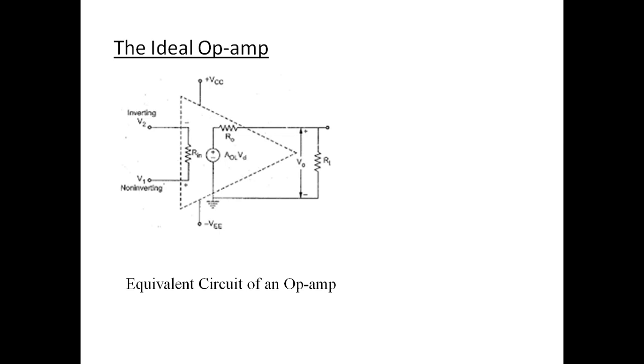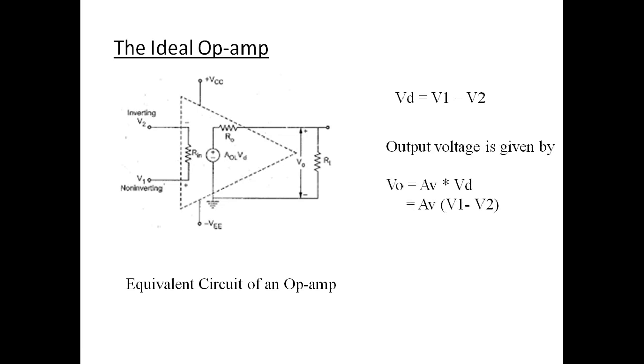Now let us discuss the parameters. Ri, Ro and AV are called open loop parameters. What is meant by the difference voltage VD? VD is equal to V1 minus V2. It is called the differential input, and AV is called the open loop gain. Hence, the output voltage V0 is equal to AV into VD, that is AV into (V1 minus V2). This is the output voltage with respect to ground.